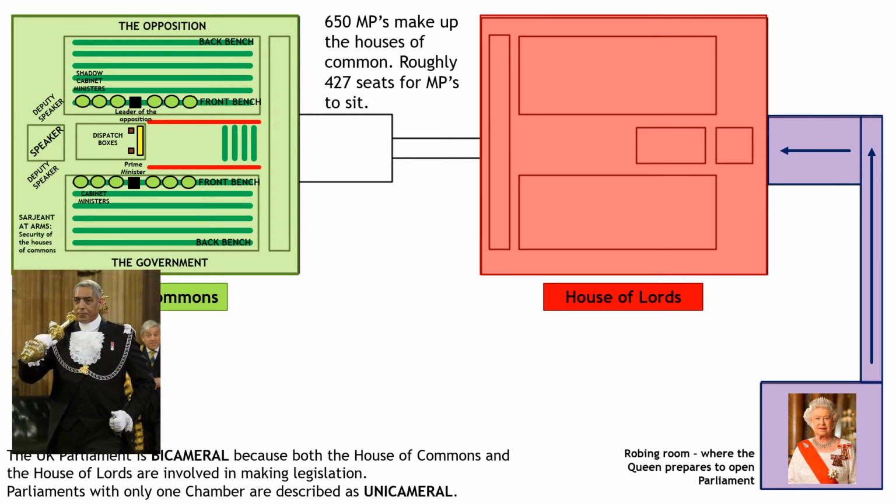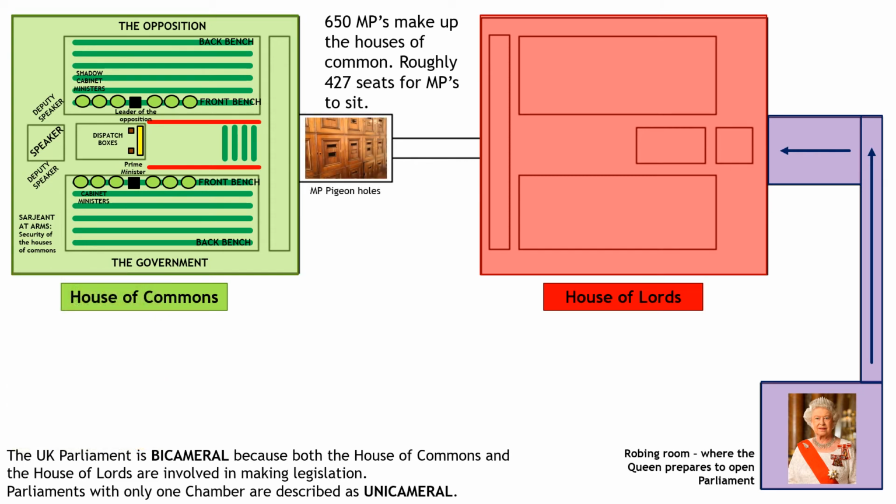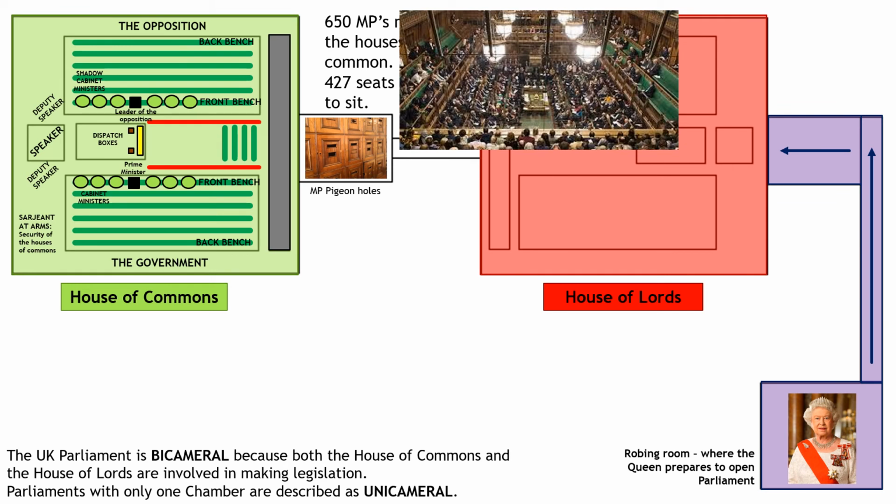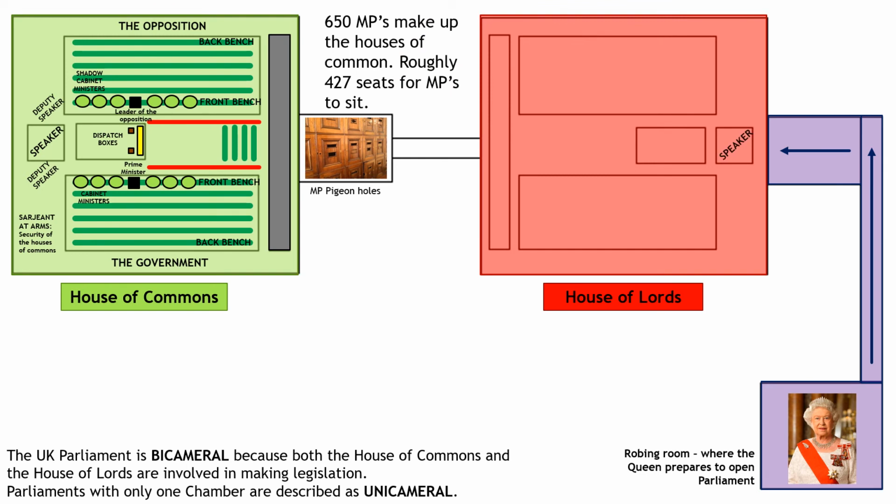At the back, to the right of the Speaker, you'll have the Sergeant at Arms. So this is the security for the House of Commons, and often the person who will bring in the royal mace and take the royal mace away. Just outside of the House of Commons, there are the MP pigeonholes where messages are laid. And then just at the back, sitting above the House of Commons, is the public gallery, where members of the public and press can sit to watch a debate.